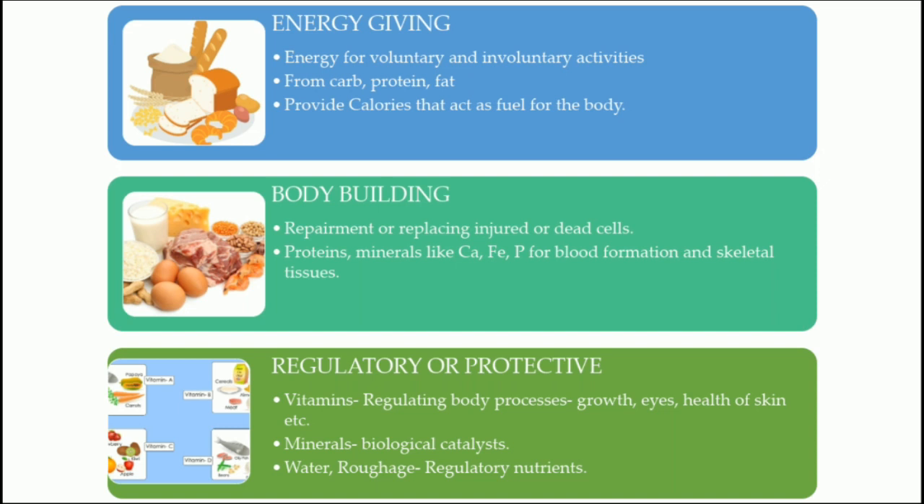Now the third one is, apart from energy and bodybuilding, our body also needs certain regulatory nutrients which will protect the body from various disease and various injuries, and they will regulate the various activities of the body. So for that we have vitamins and minerals as the regulatory nutrients. So vitamins regulate different process of the body like growth, eyes, health of skin, metabolism of various nutrients. So all these different processes are being regulated by vitamins.